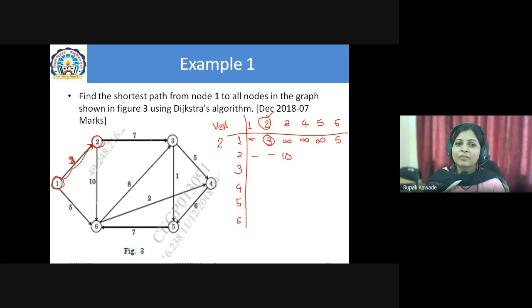Why 10? Because we are interested in finding out the distances from node 1 and not node 2. Okay, we are finding the distance from node 1 via 2 in this case. So we need to write a 10 because this 7 will get added to the weight or cost of the 2 from 1. So it is already 3. So here you can write a 10.